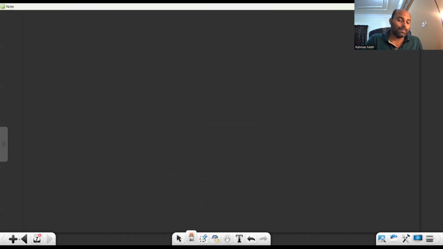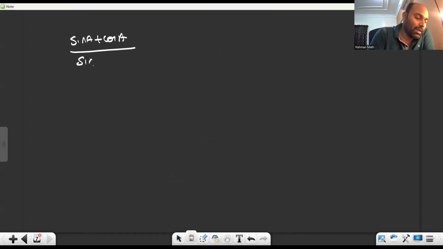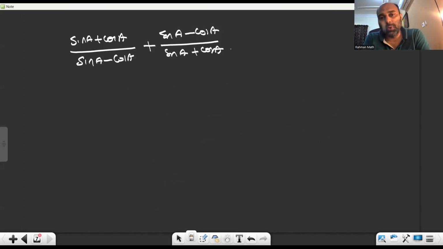Question number 15. LHS, I think I already wrote: sin A plus cos A divided by sin A minus cos A, plus sin A minus cos A divided by sin A plus cos A. So I told you we have 3 possibilities: cross multiplication, or convert in terms of sin and cos, or common term. Your common term is only cross multiplication.